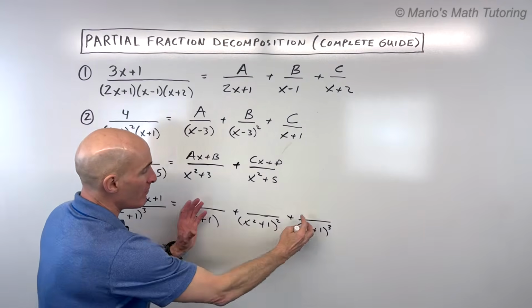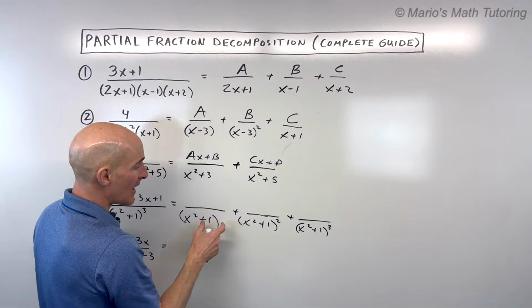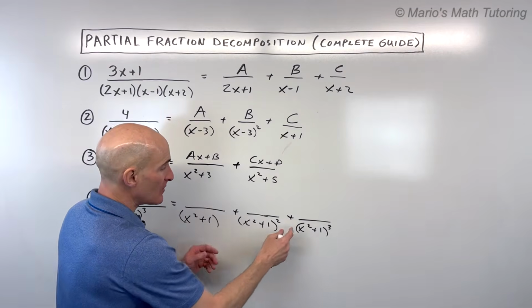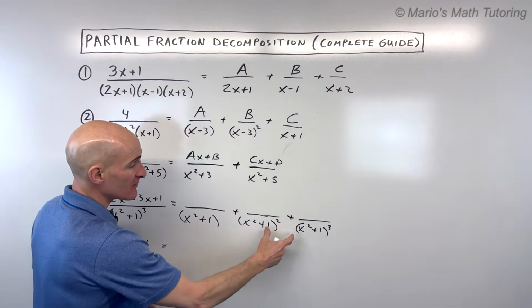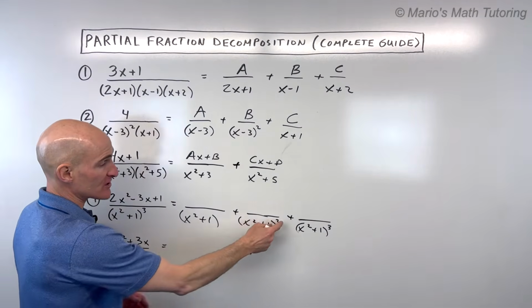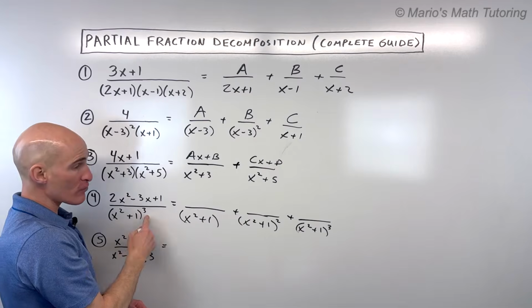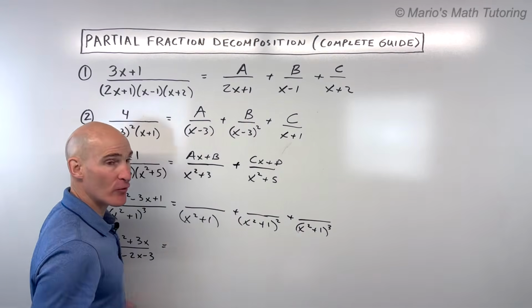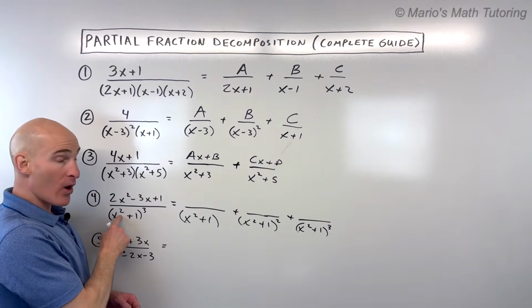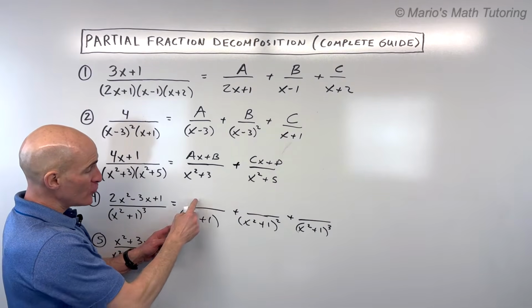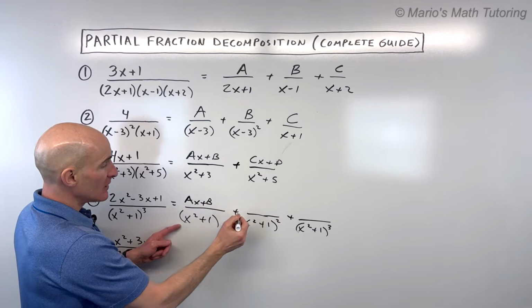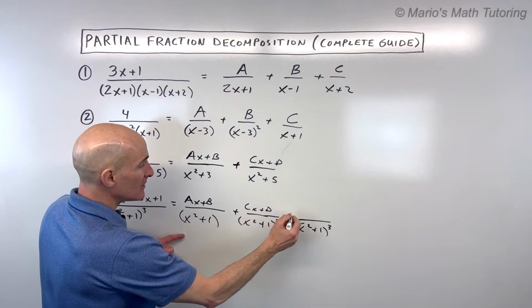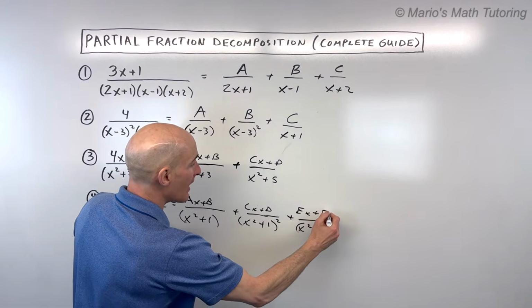So the idea is when we combine these fractions together, what's the common denominator? Well, it's still going to be x squared plus 1 to the third power. But we have to consider that these denominators could have been to the first, second, or third. Again, if this was to the 4th power, I'd have another fraction here to the 4th. So this is called a repeated quadratic. Now again, remember the numerator, it's always 1 degree lower. So this is going to be ax plus b, cx plus d, ex plus f.